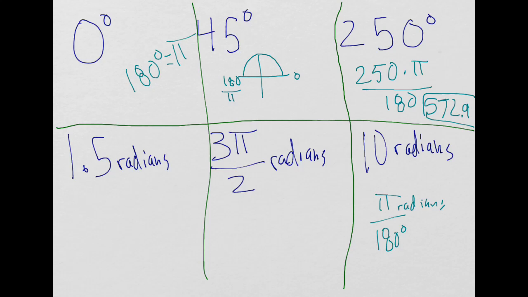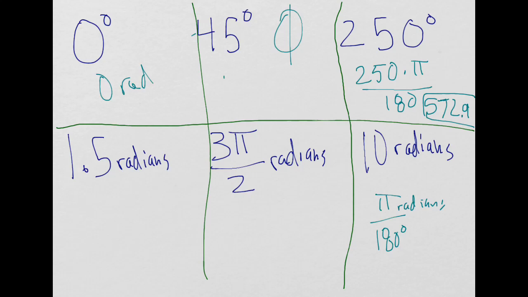Now the reason I skipped the first two is because we should already know from the unit circle that 0 degrees is also 0 radians. And we should know that 45 degrees is the same as pi over 4 radians. Again, that's just from the unit circle.